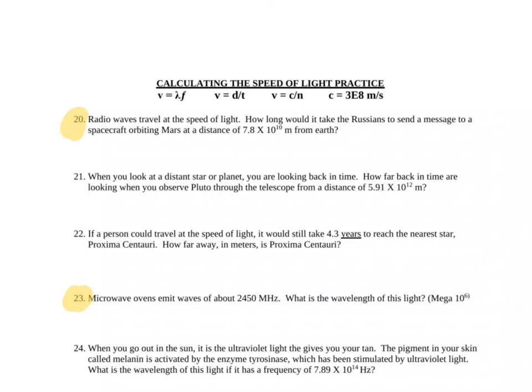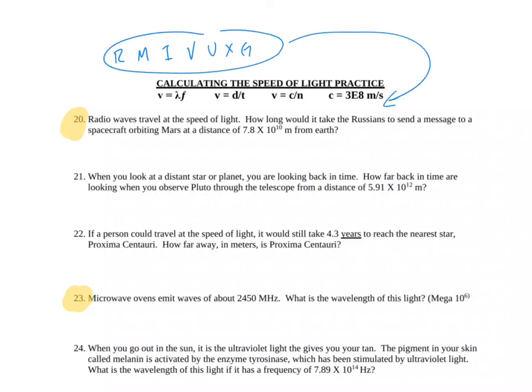One thing that you need to remember is that all electromagnetic waves, whether they be radio, microwaves, infrared, visible spectrum, ROYGBIV, ultraviolet, X-rays, and gamma waves, all travel at the same speed, which is the speed of light, 3 times 10 to the 8 meters per second.